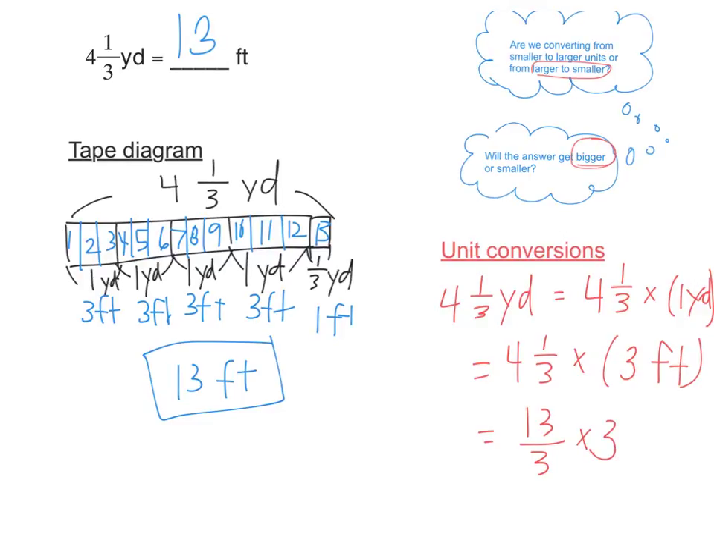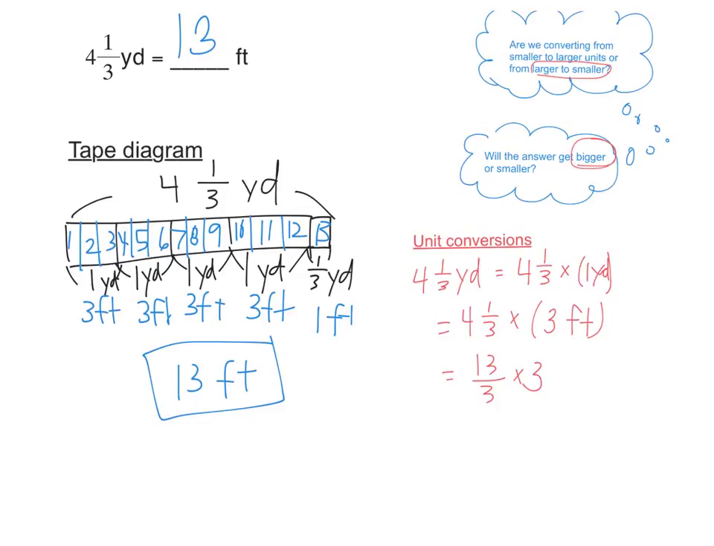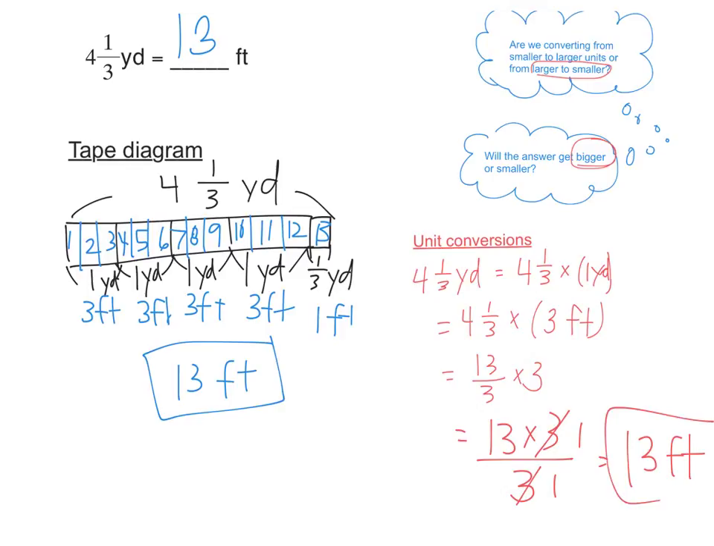Okay, which is the same thing as 13 times 3 over 3. Do we have any similar factors that we can divide in the numerator and denominator? Which ones are similar? 3 and 3 are both divisible by what number? 3. So I can do 3 divided by 3 is 1, and 3 divided by 3 is 1. So now my answer is 13 feet. So did we get the same answer using tape diagram and unit conversions? Very good.